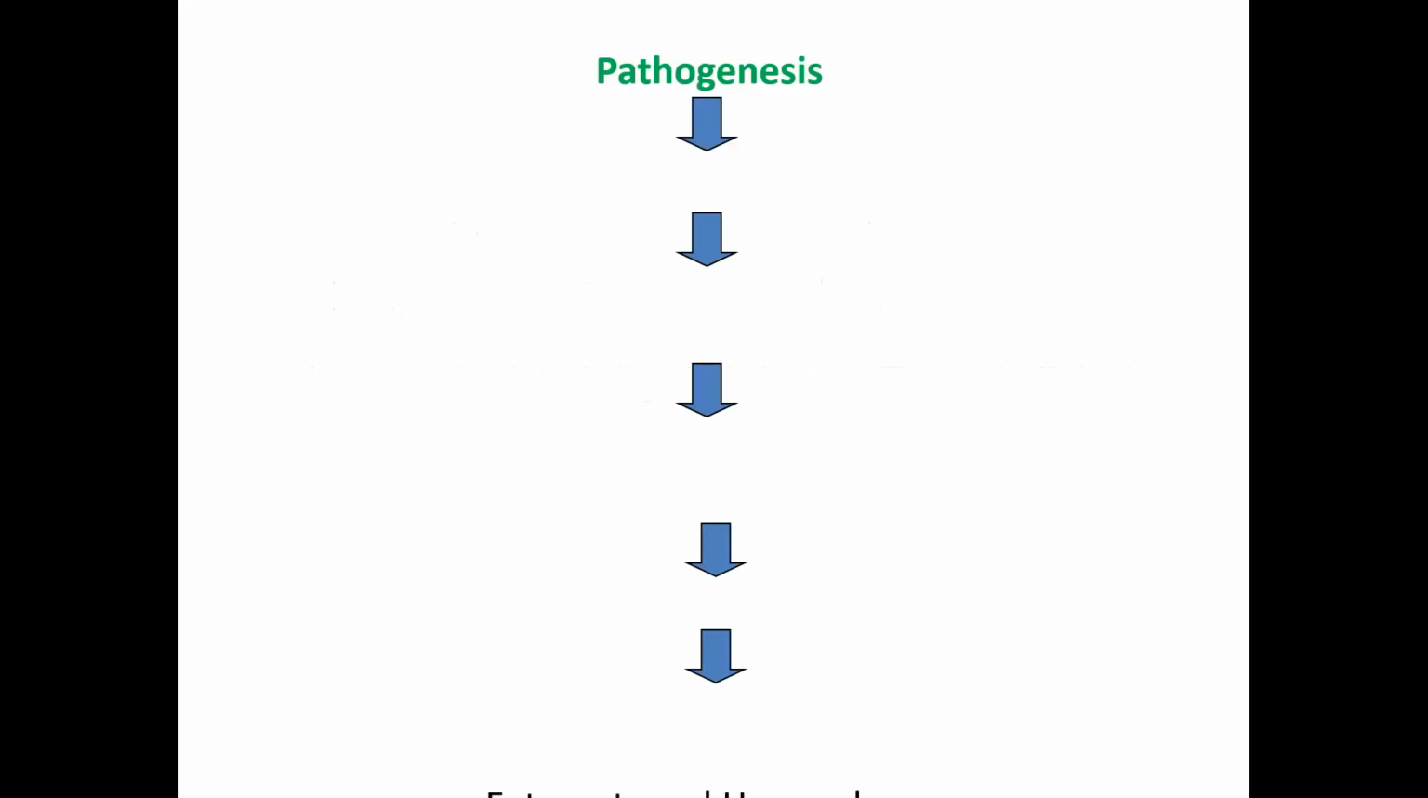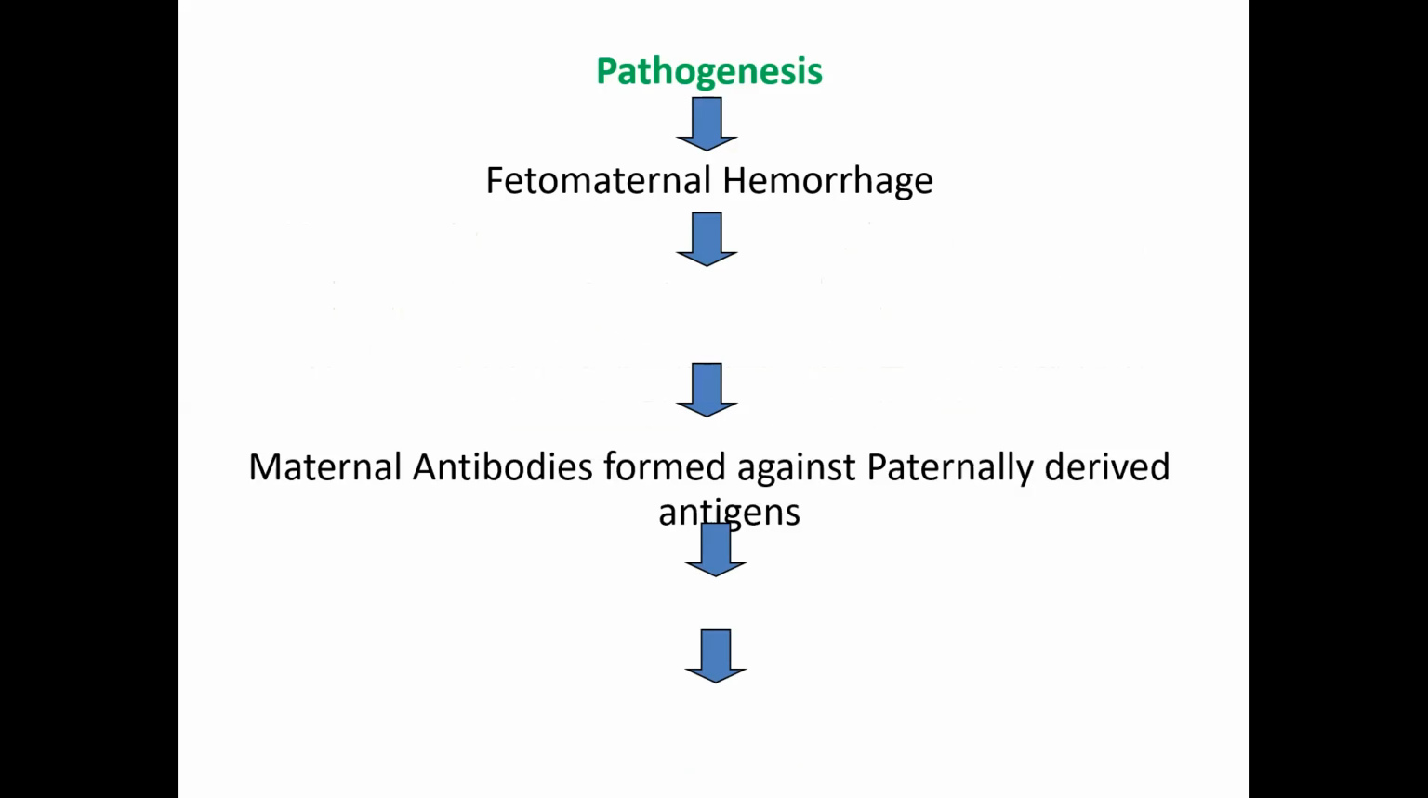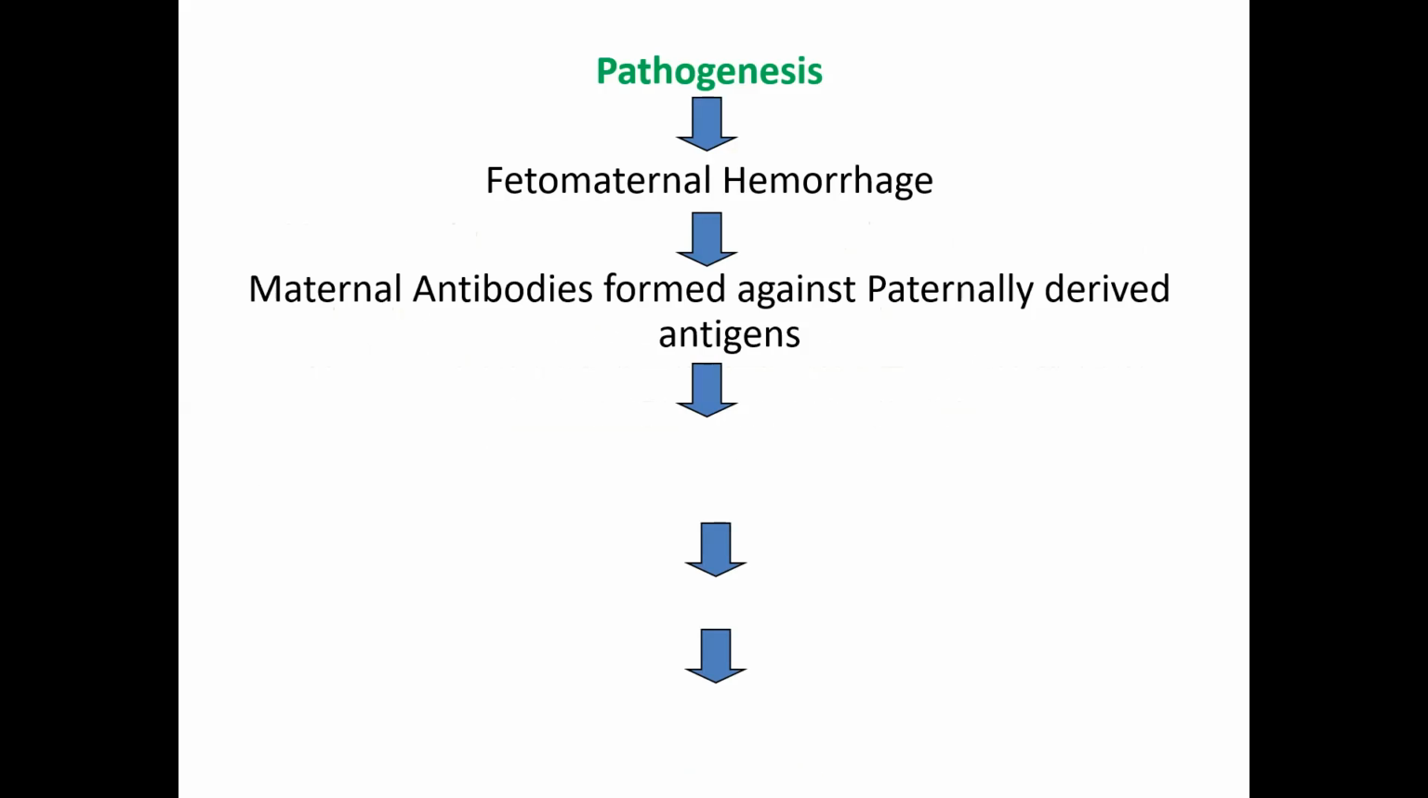Now the pathogenesis. What will happen? The fetal-maternal hemorrhage. Any hemorrhage can occur at the time of pregnancy. That is called fetal-maternal hemorrhage. The maternal antibodies form against the paternally derived antigens.